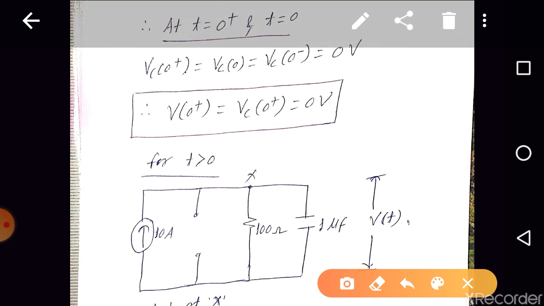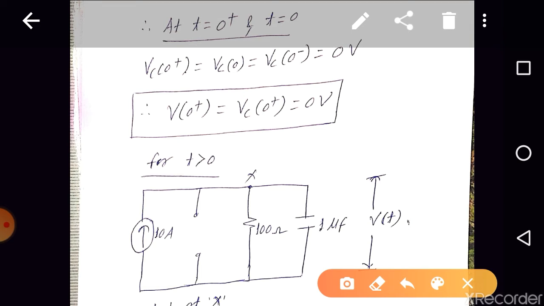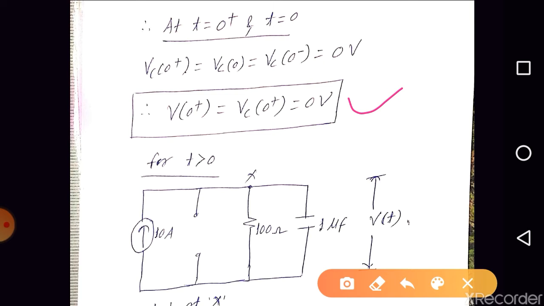We have already discussed in the last video that at t equal to 0 plus and at t equal to 0, the voltage across the capacitor will be the same as that at 0 minus, which is equal to 0. So here Vc of 0 plus is equal to V of 0 plus is equal to 0 volt, right? That is the voltage across the capacitor. Are you getting the point, right?